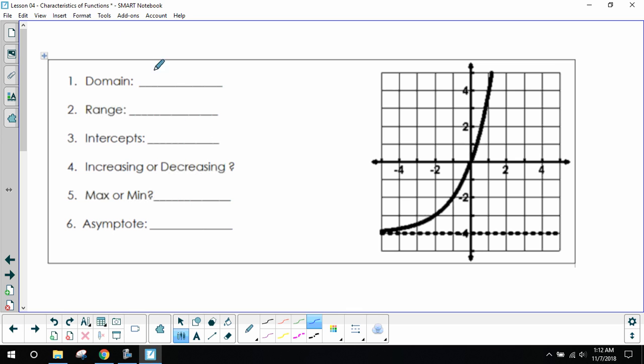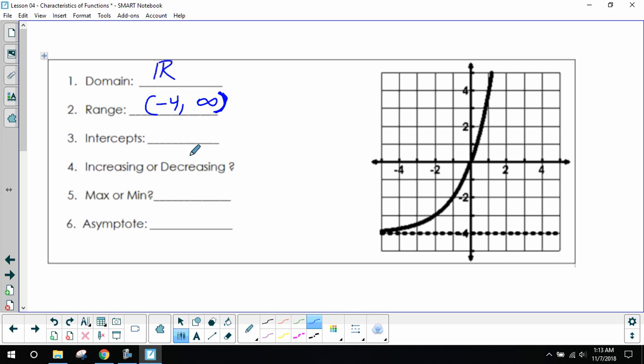Okay? So, domain, again, when it goes to the edges, it's just going to be all real numbers. And again, go ahead and pause the video, try to do it yourself, and then move on. Range, you got this asymptote down here, so we're going to say -4 to infinity. It's the parentheses, not a bracket.